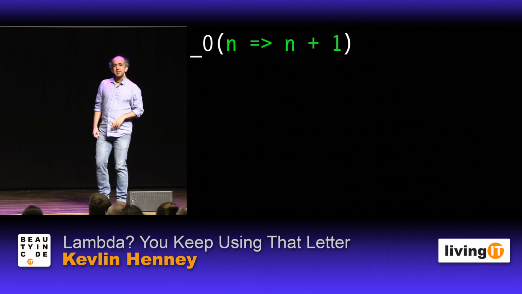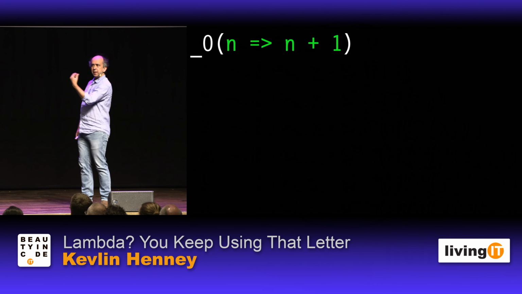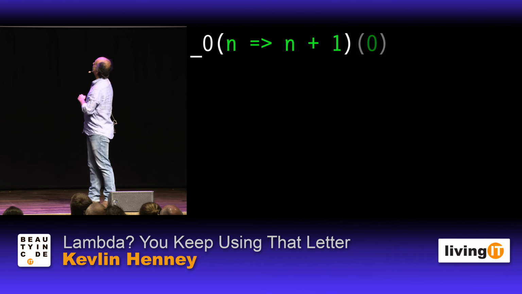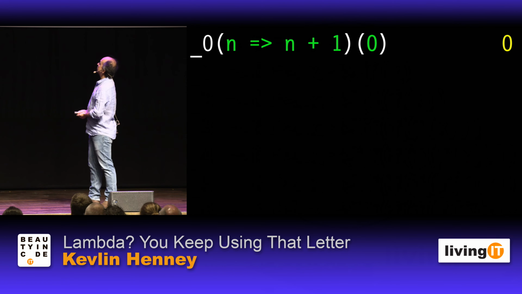What we're going to do is we're going to say, zeroness. I'm going to give you a little piece of code, a lambda, that will take a number and return that number plus 1. And then I shall apply that to, let me borrow a 0 from the JavaScript type system. And the result is 0. Well, that's not very exciting.